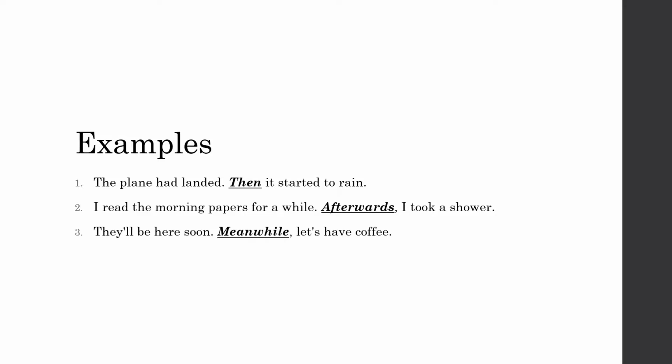Thirdly, they will be here soon. Meanwhile, let's have a coffee. We use meanwhile as a connector to show that the two things are happening during the same period of time. We can also use meanwhile to talk about something happening between two points in time. We usually put meanwhile in front position.